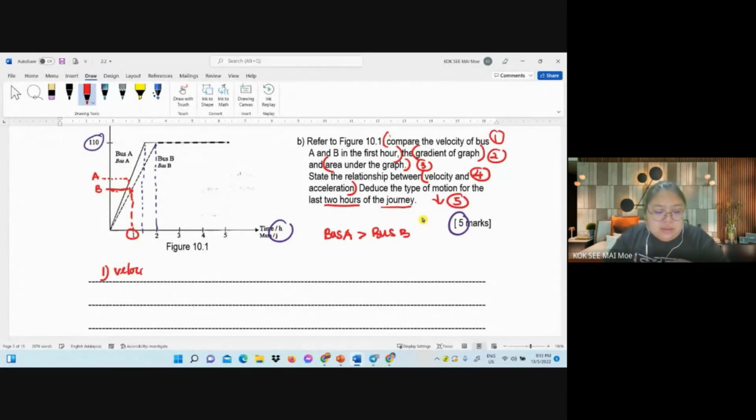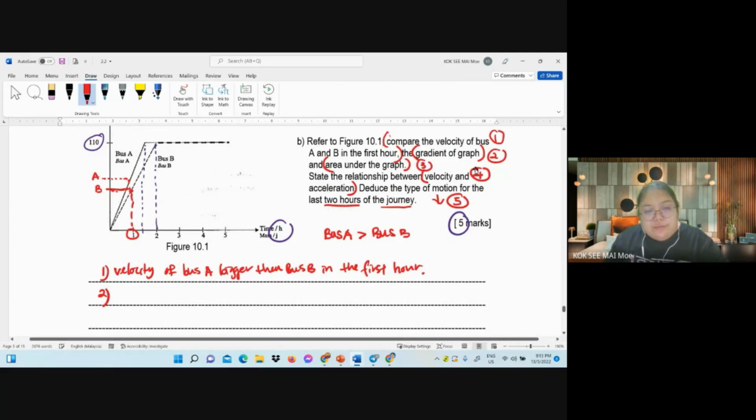Velocity of bus A bigger than bus B. Then after that you continue in the first hour. Okay, this one is a what? Number 1. Okay, number 2, gradient of the graph.